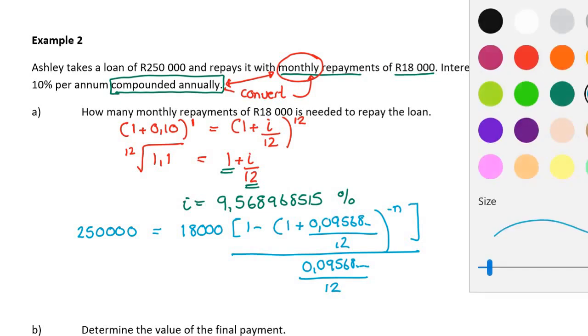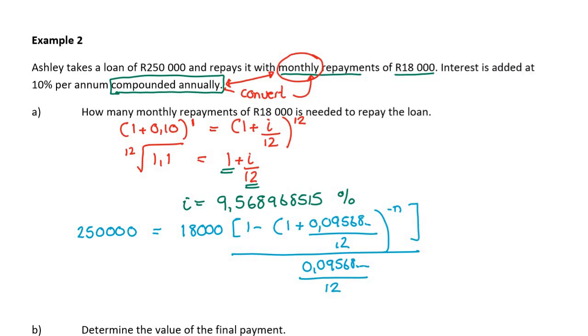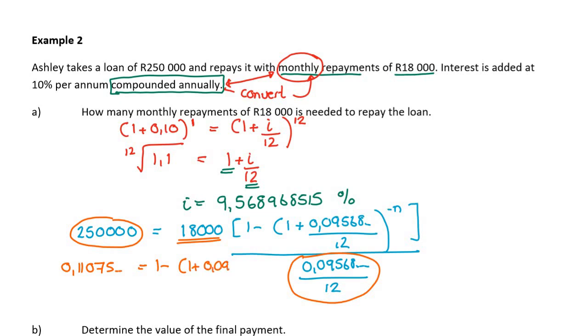Okay, so this is the difficult part, solving for n. And so it's a bit annoying with this horrible decimal. And so I would keep it as an answer button on my calculator. So I'm going to say 250,000 divided by the 18,000 and multiplied by that. And then I'll probably push equals, and so I'll probably lose a little bit of this answer button ability. Okay, now I'm running out a bit of space, but I get 0,11075 blah blah blah, and that equals 1 minus 1 plus this interest rate divided by 12 to the power of negative n.